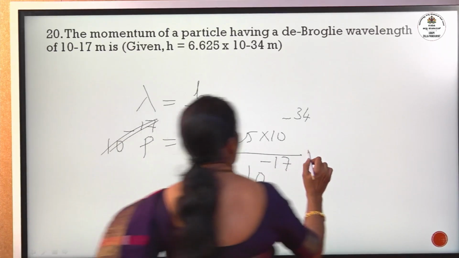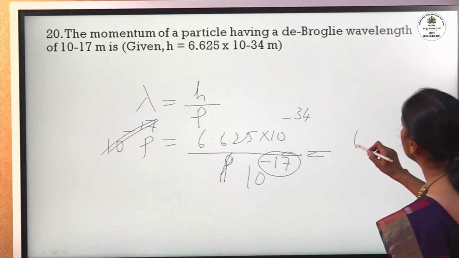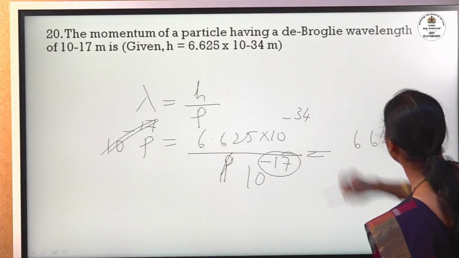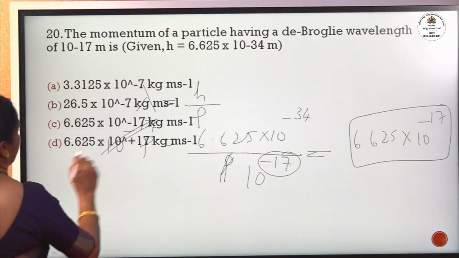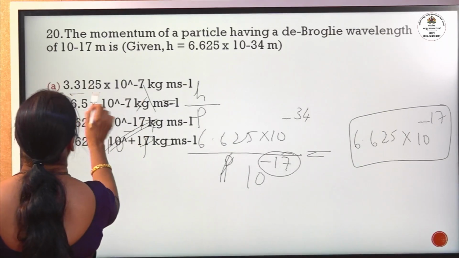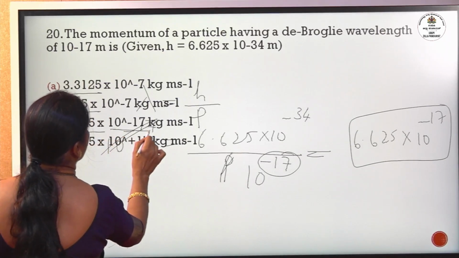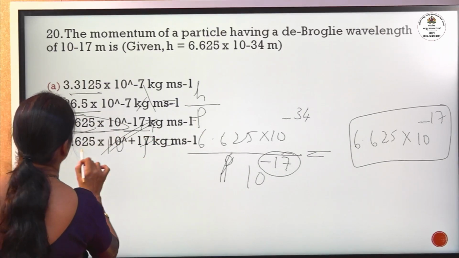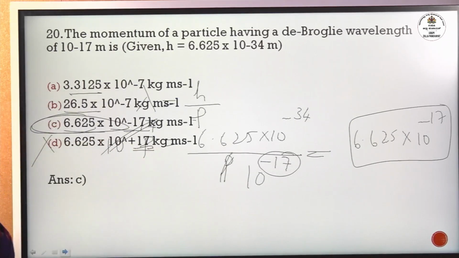So the answer comes around, take this to the numerator. So 6.625 into 10 to the power minus 34 plus 17. Answer is this much. We'll see the options. This is not the answer. This is 6.625 into 10 to the power minus 17. This is the correct answer. C is the correct answer. We'll check D also. This is plus 10 to the power 17, wrong. So C is the correct answer.